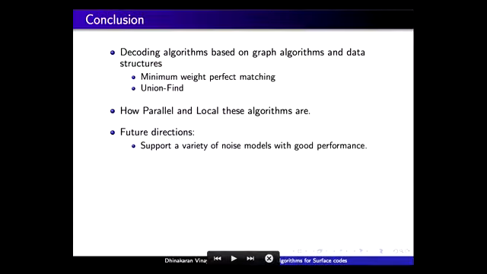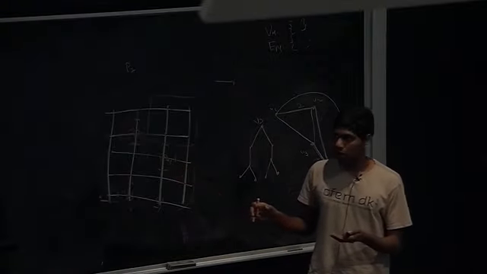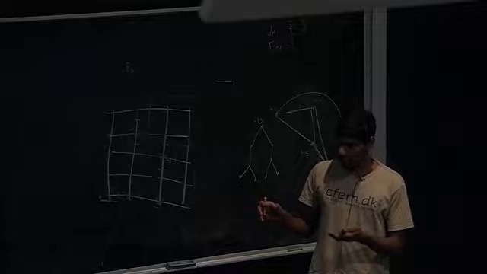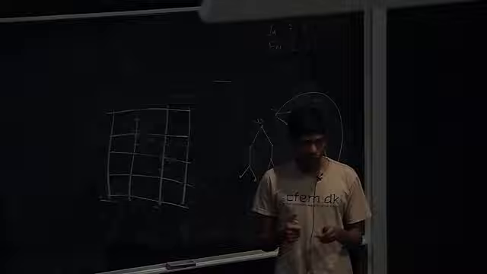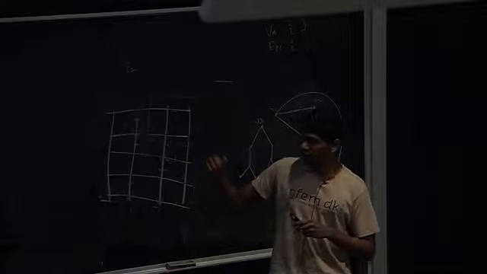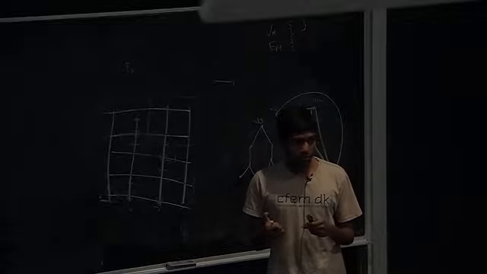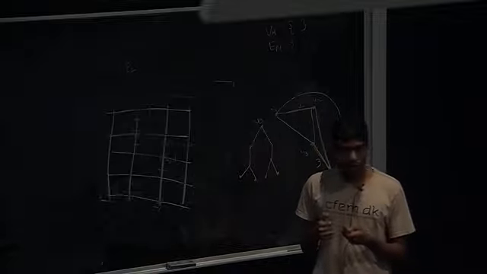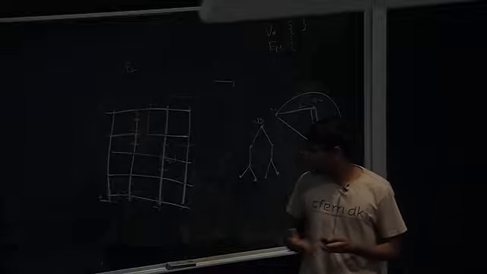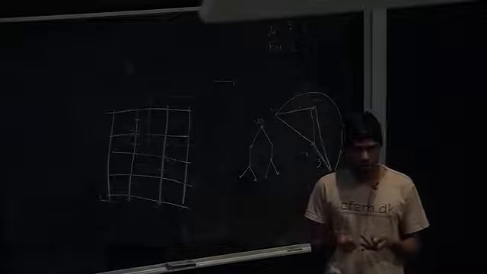And these heavily assume that you have IID errors. It's not clear whether there are some other works which I've looked at, but not in detail. They support more robust noise models, which is more than IID errors, but they don't have very good performance. So maybe one good future direction will be to extend any of these to support more robust noise models.